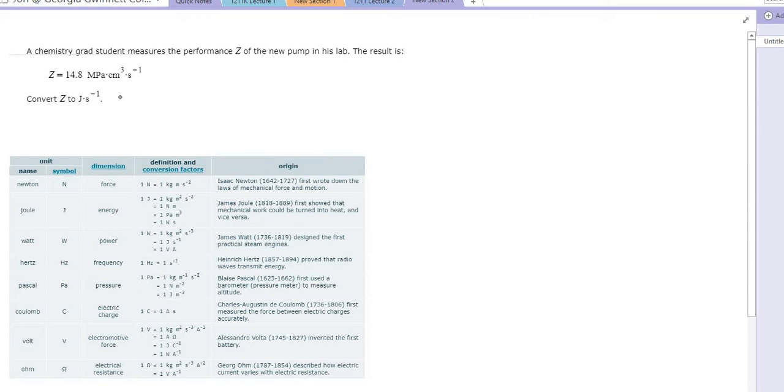A chemistry grad student measures the performance Z of a new pump in his lab, and he gets 14.8 megapascals times centimeter cubed per second. And so it wants us to convert these to joules per second.